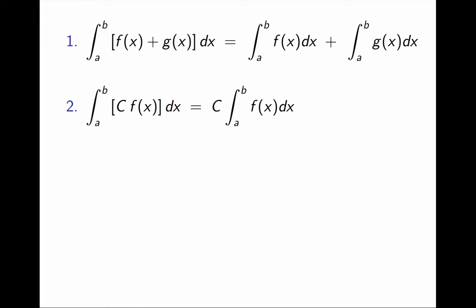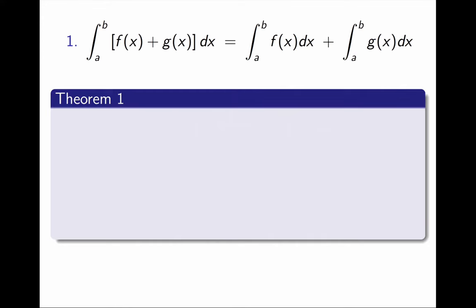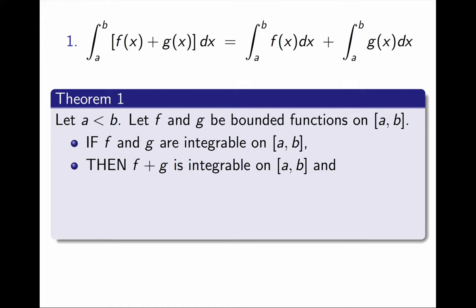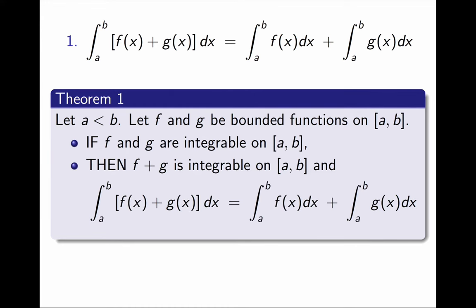I should clarify that what I wrote by itself is a bit sloppy. To be more rigorous, I should write these properties as theorems, and I need to specify which functions must be integrable where. For example, the rigorous way to write the first property is this theorem. Let f and g be bounded functions on the interval [a, b]. If both f and g are integrable on [a, b], then f plus g is also integrable on [a, b], and I get the equation from above.